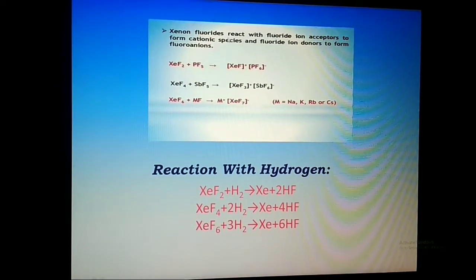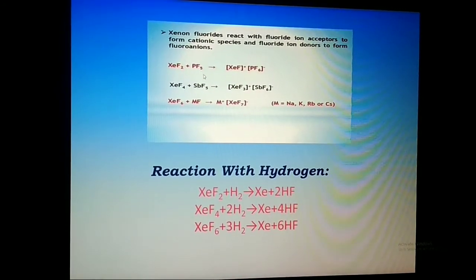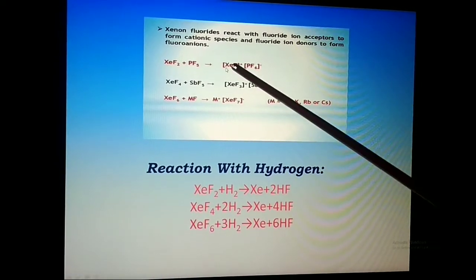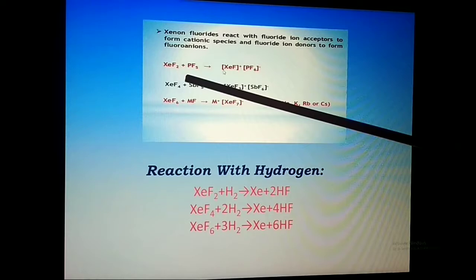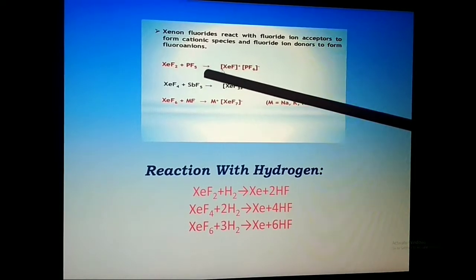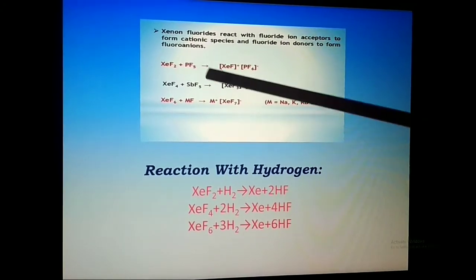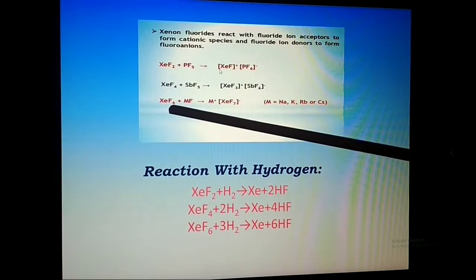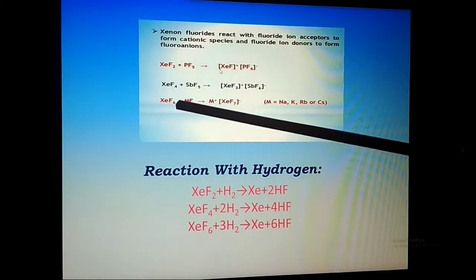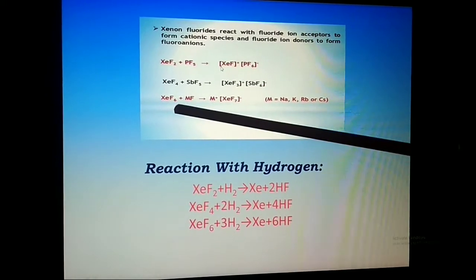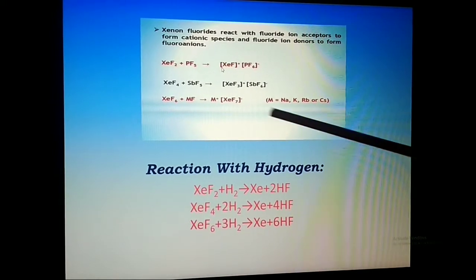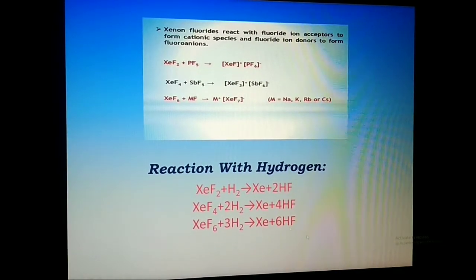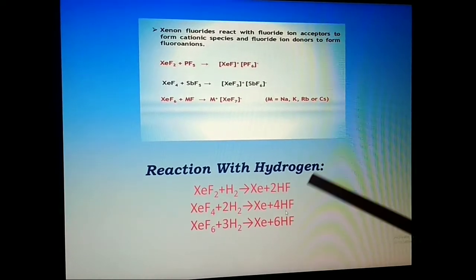Now, in the reaction of XeF2 with PF5, XeF2 acts as a fluoride donor and so forms XeF+ and PF6−. Here XeF2 acts as a fluoride donor and PF5 acts as a fluoride acceptor. Phosphorus has vacant d orbitals, so it can accept the fluoride. Another reaction is where XeF6 can accept fluoride ions: XeF6 plus MF, where M is sodium, potassium, rubidium, gives M+ and XeF7−. Now the reaction with hydrogen: XeF2 reacts with hydrogen to form Xe and 2HF.